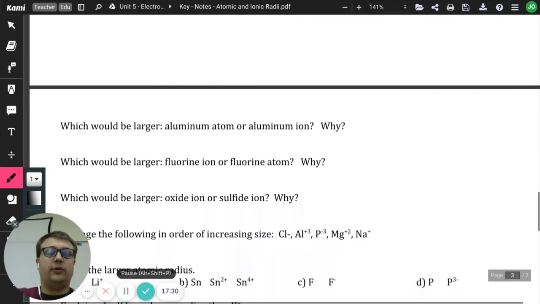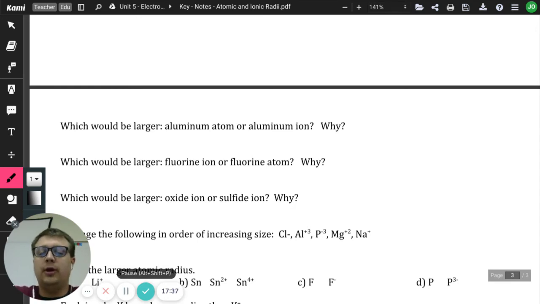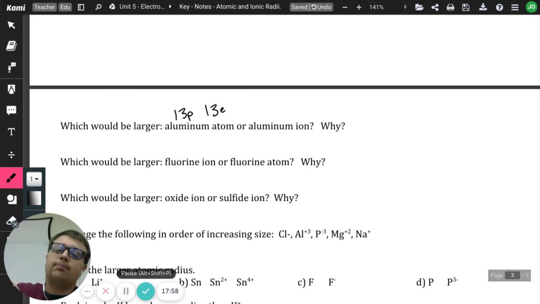All right. So let's take a quick look at some practice and do some comparisons. Which would be larger, aluminum atom or aluminum ion? So the aluminum atom is going to have 13 protons and 13 electrons. How do I know that? It's the atom, so it's got equal amounts of protons and electrons. So 13 protons and 13 electrons. The aluminum ion is going to have 13 protons and 10 electrons.